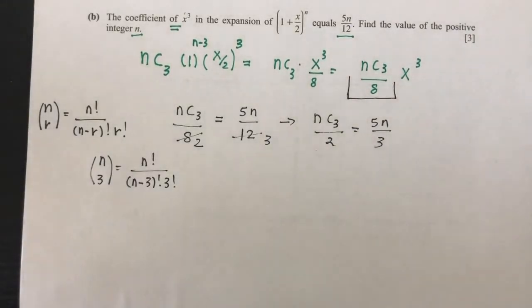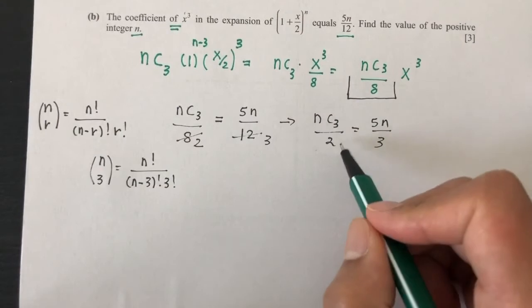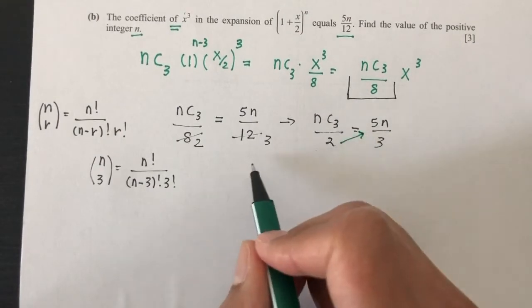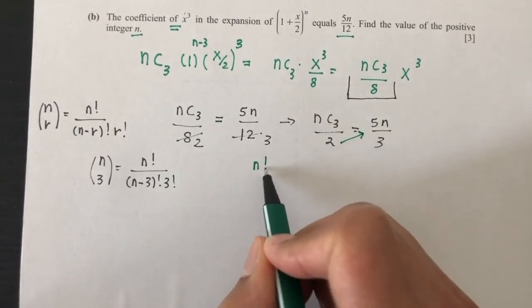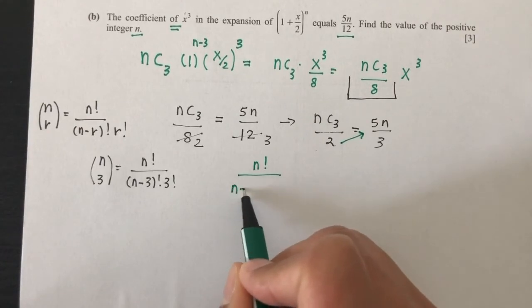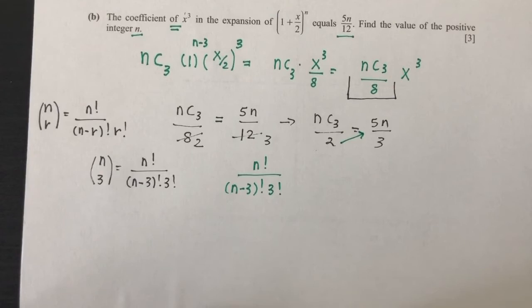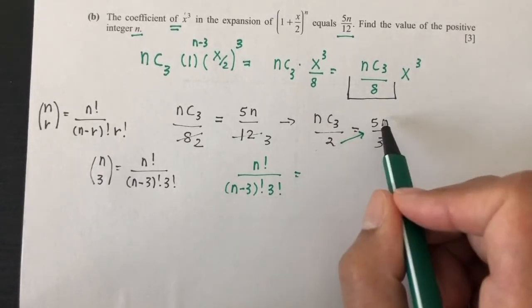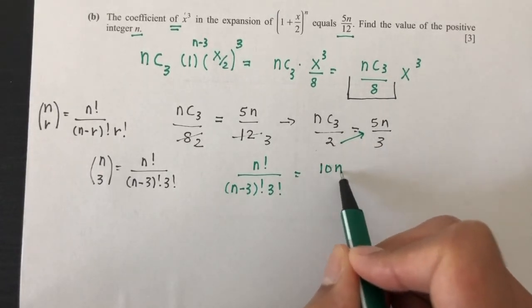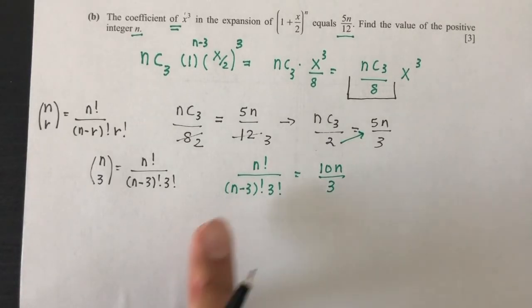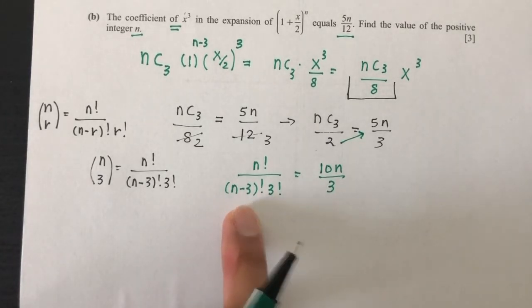So now let's replace back in your equation. So we can send this 2 here for now. You will have this, which is n factorial over n minus 3 factorial, 3 factorial. Now 2 will be going up here. You will have 10n over 3. Now we have to find a way to simplify this part.